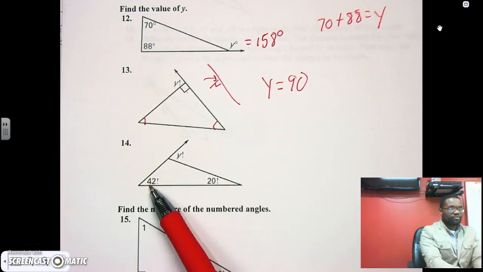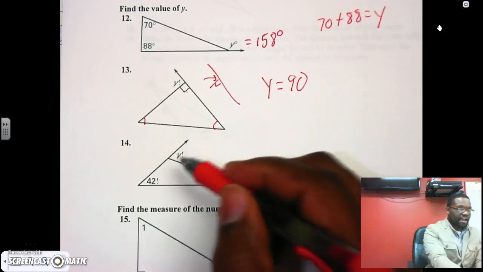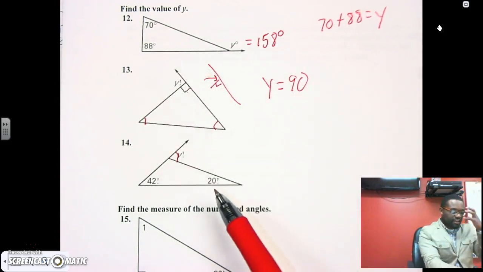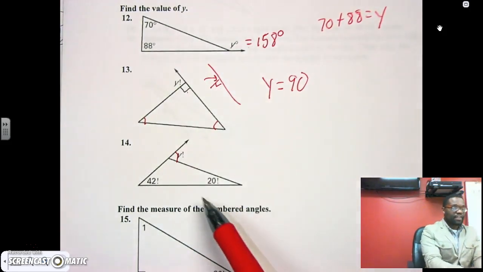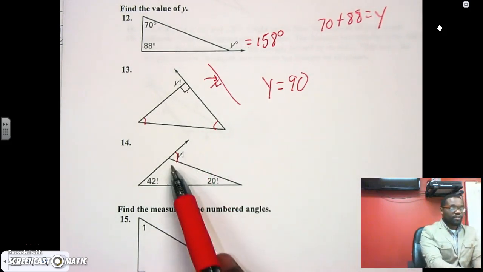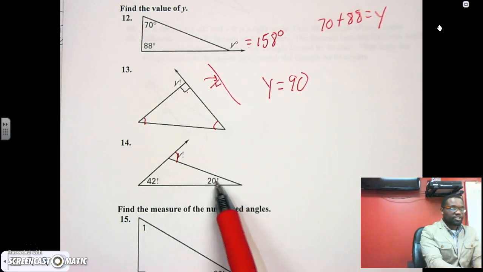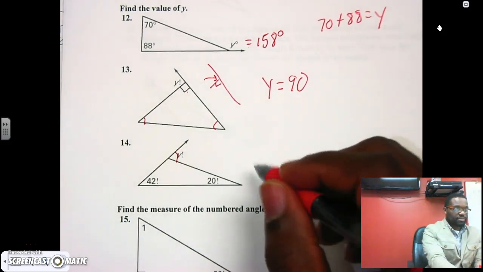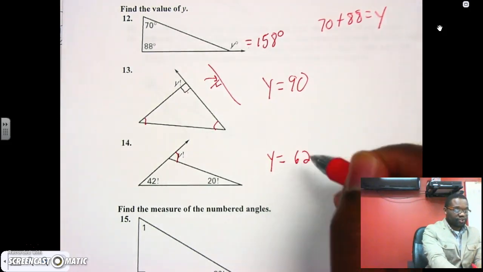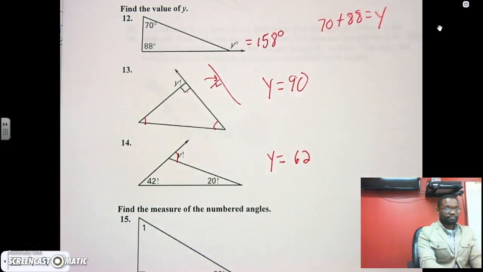All right, what are these two? 20 and 42. And the exterior angle, notice how it changes. It is not going to always look the same. Get it out of your mind, but you need to see that the angle on the outside is going to equal the non-adjacent angles in the triangle that are on the inside. So y in this case equals 62. All right? So that's very important. That's me using the exterior angle theorem.